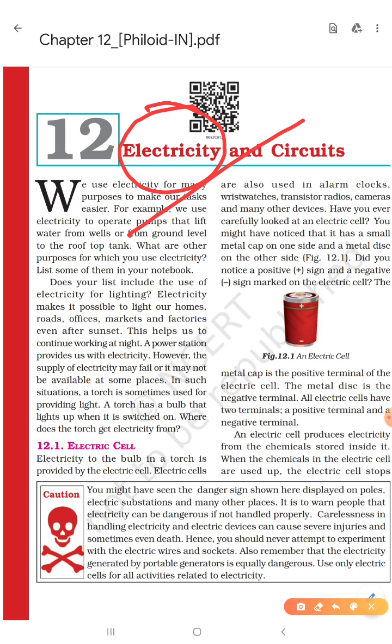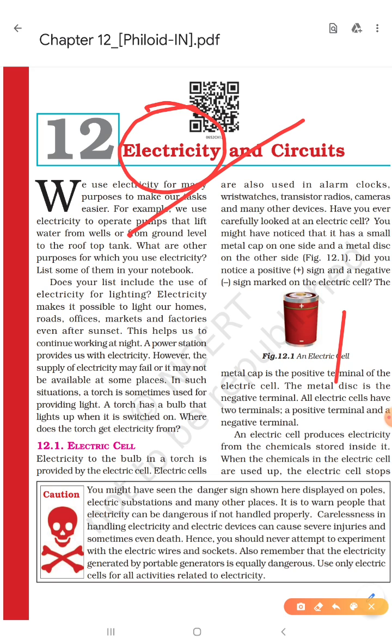many tasks. For example, we use electricity to operate pumps that lift water from wells or from ground level to the rooftop tank. You know that nowadays, by using an electric motor, we are using electricity to pump the water from the well or from ground level to the rooftop tank. So there are so many purposes for which we use electricity. You can list some of them in your notebook.